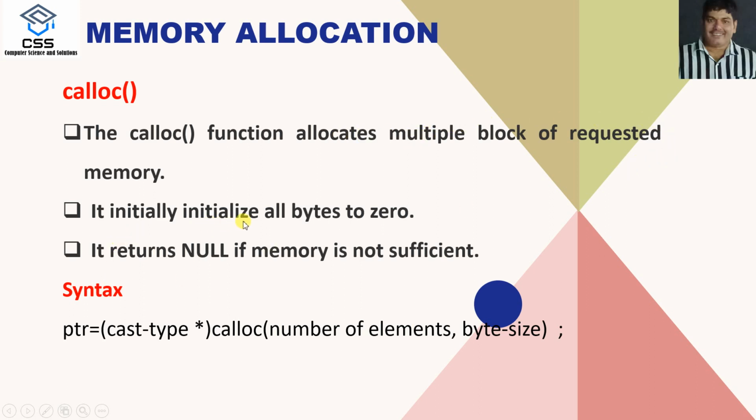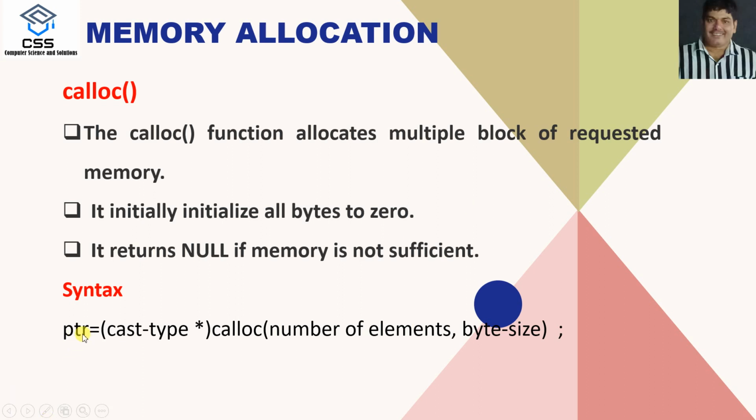Its initial value is 0, whereas malloc's default initial value is garbage. It returns null like malloc: malloc returns null if no memory is available. Similarly, calloc returns null if sufficient memory is not available, just like the malloc function. If no memory is allocated, both malloc and calloc return the null value. If memory is available, it will take it and do the respective work.